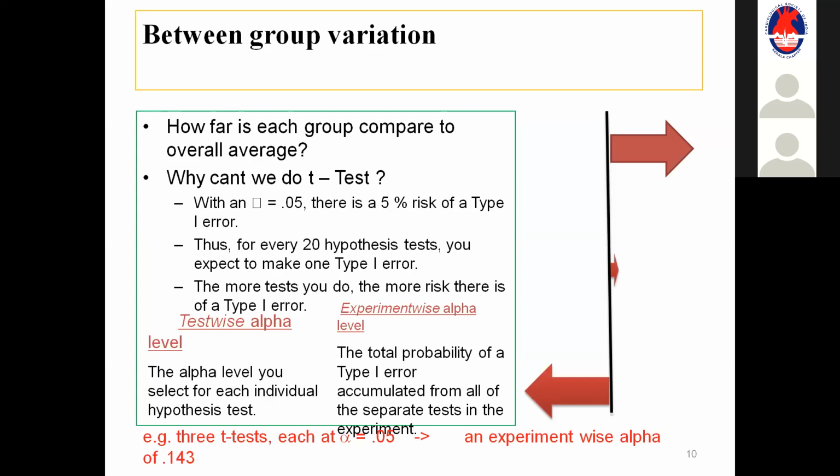For 3 t-tests, each with alpha equal to 0.05, the experiment-wise alpha will be 0.143, which is very much higher, around 15 errors in 100 tests. This is very high compared to the 5% level of significance we are claiming. So that's why we use ANOVA instead of repeated t-tests.